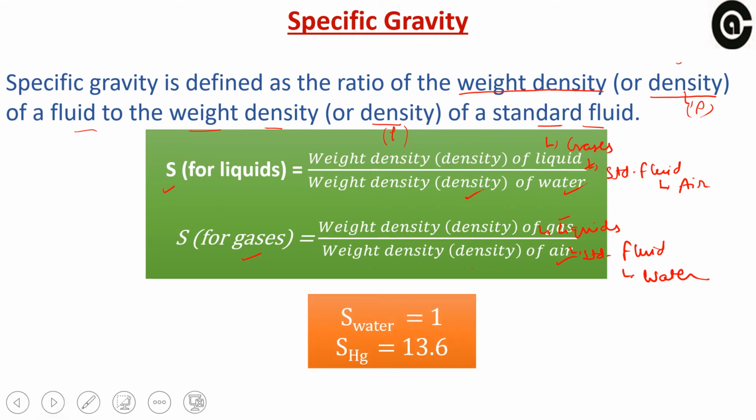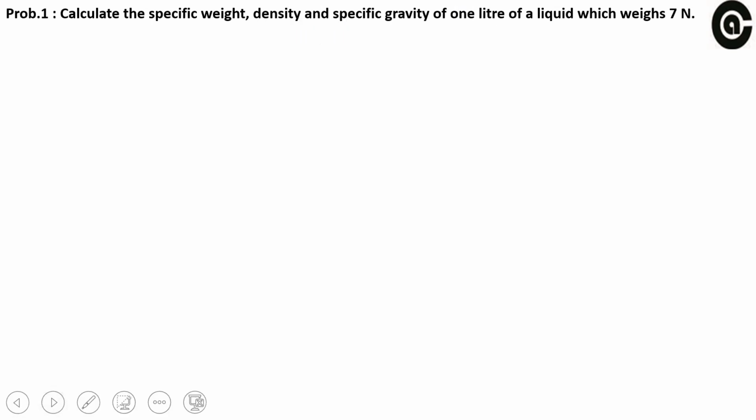Now specific gravity for water is 1 and specific gravity for mercury is 13.6. Let us discuss some problems based upon the properties of fluids.